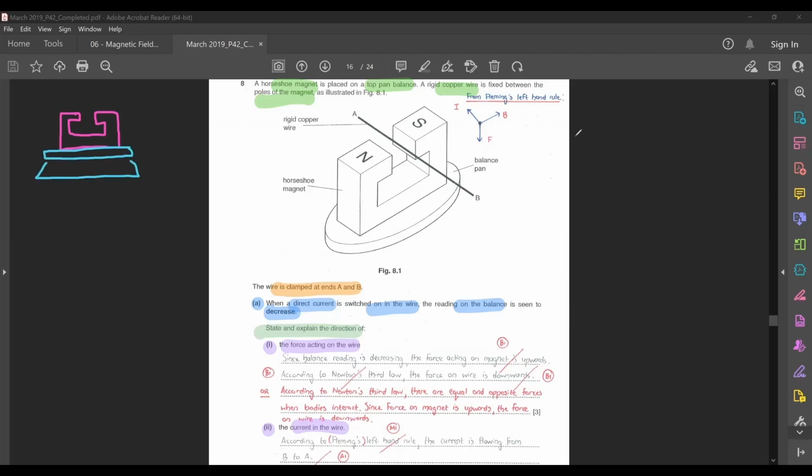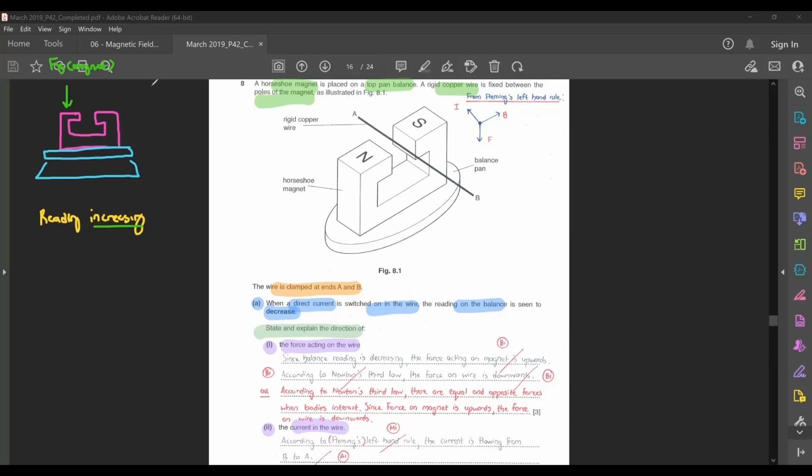Firstly, if we say that the reading is increasing, that would have meant that something is actually pushing down on the magnet itself, which in turn causes the reading to increase. So the force on the magnet right now is acting downwards.